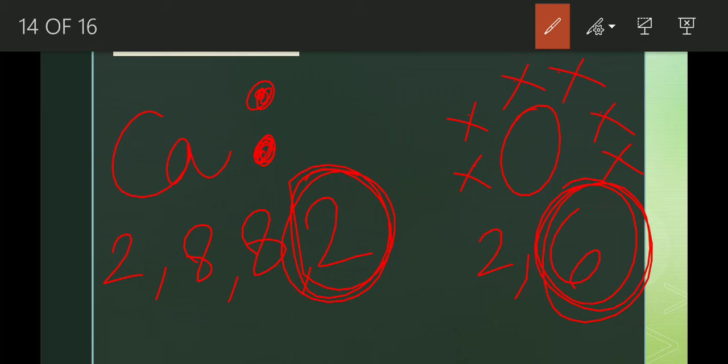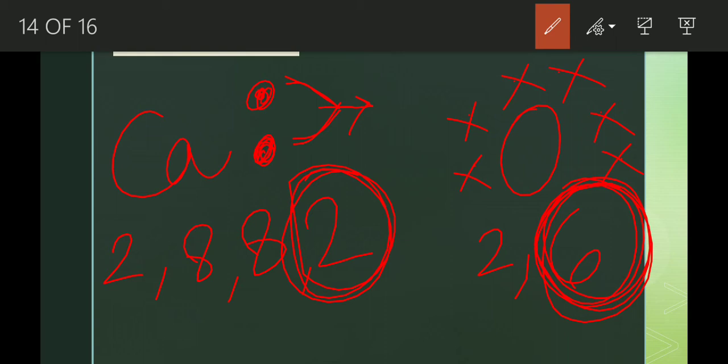So as to attain an octet, or a stable electronic configuration, calcium needs to lose these 2 electrons, because its nearest noble gas is argon, whose electronic configuration is 2, 8, 8. And oxygen has 6 electrons in its valence shell. So 6 plus 2 is 8. If oxygen can gain 2 electrons, then it will be able to complete its octet. And the nearest noble gas of oxygen is neon, whose electronic configuration is 2, 8.